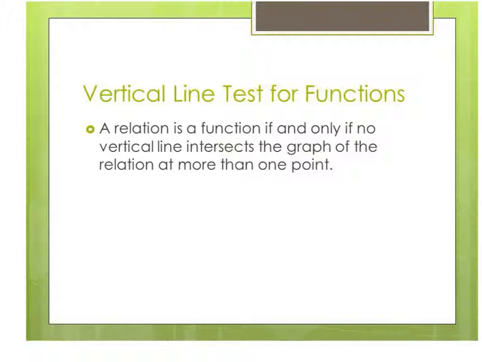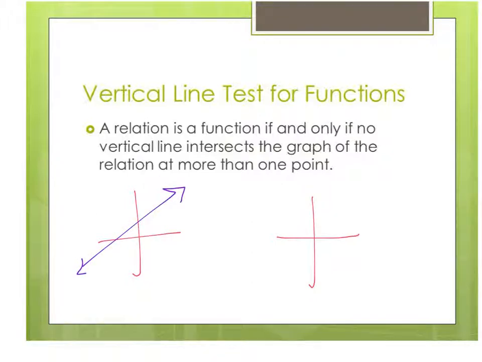So we need to be able to tell from a graph if something's a function or not. And to do that, we have what's called the vertical line test. And it says that a relation is a function if and only if no vertical line intersects the graph of the relation at more than one point.